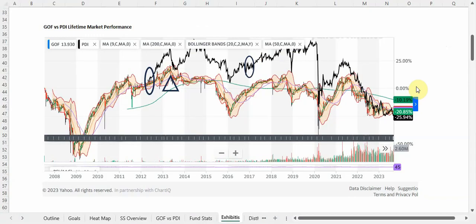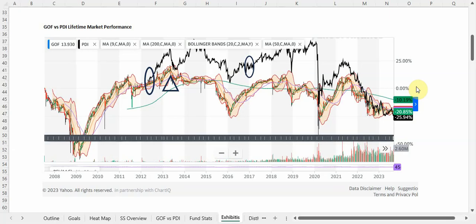Okay, here we are looking at the life of GOF and PDI side by side. GOF's inception date was back in July of 2007, and unlike the start of PHK, when it was reaching new highs going into the crash of 2008, GOF was started when the crash was already happening. And although such a significant drop so early in a fund's life may have been gut-wrenching to new investors, this uniquely positioned GOF to take advantage of falling asset prices on the way down and low asset prices while they were on their way back up.